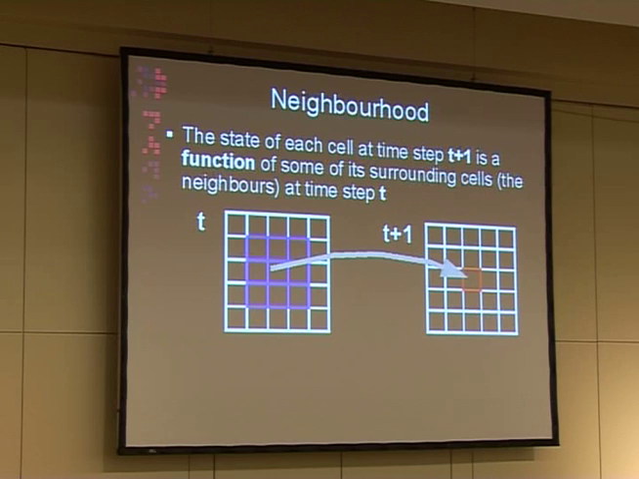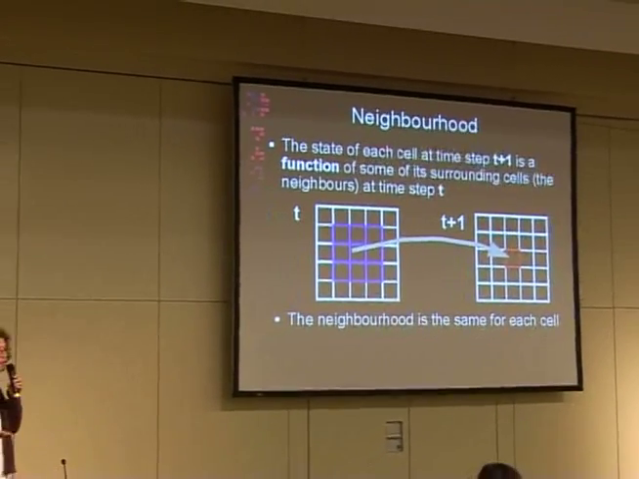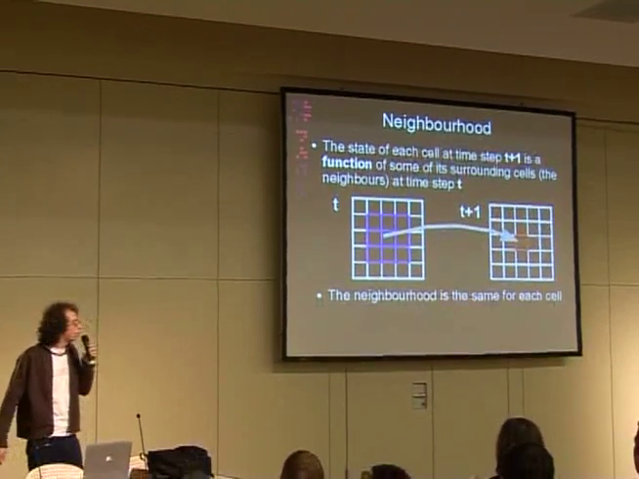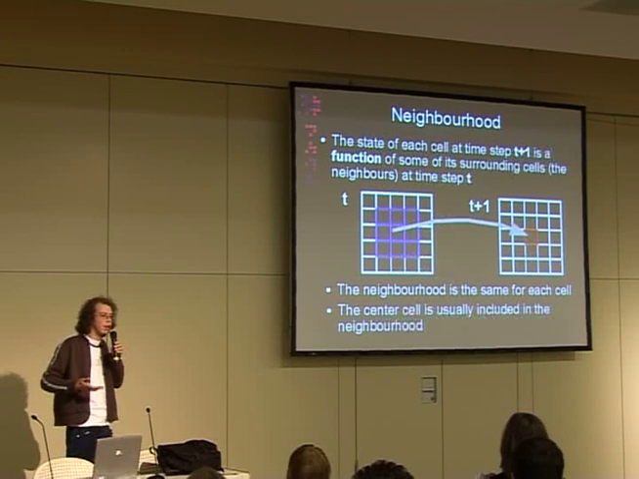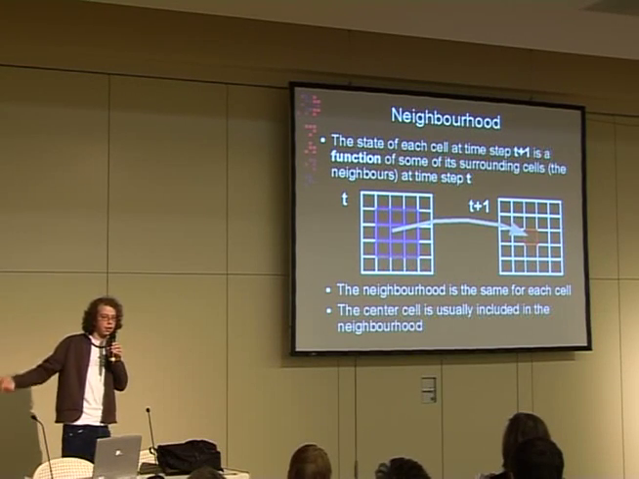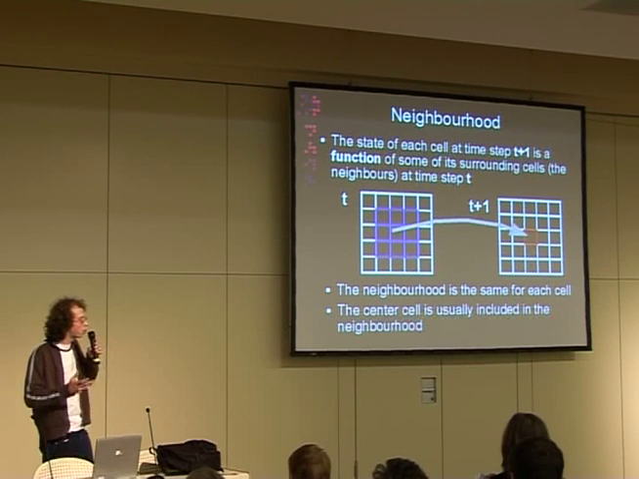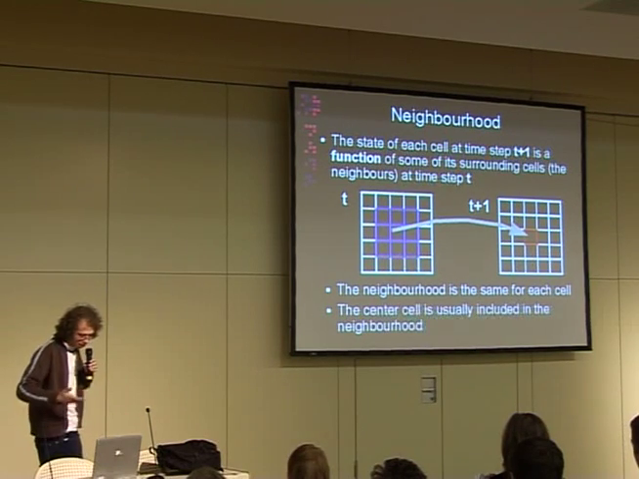So imagine it like this. The neighboring cells influence what the state of the center cell will be in the next time step. Each cell has the same relative neighborhood, so the same neighboring cells. And normally the center cell also influences which state it will have in the next step. So the center cell is also in the neighborhood. This could be confusing otherwise, because normally you wouldn't think of the center cell as a neighbor of itself.